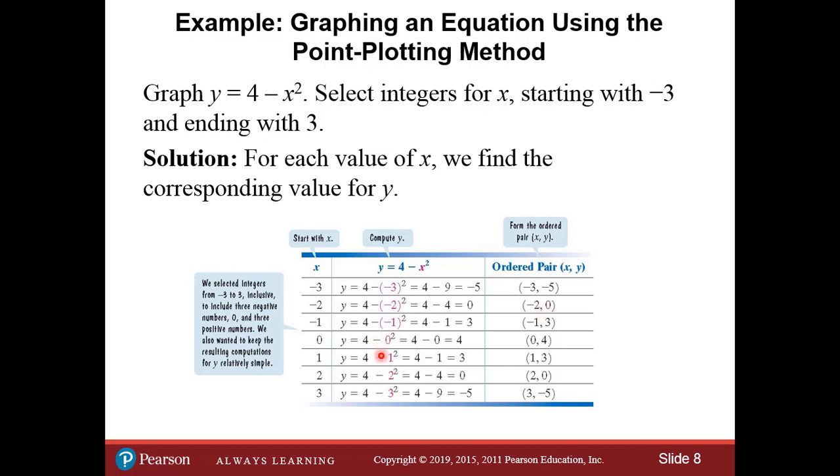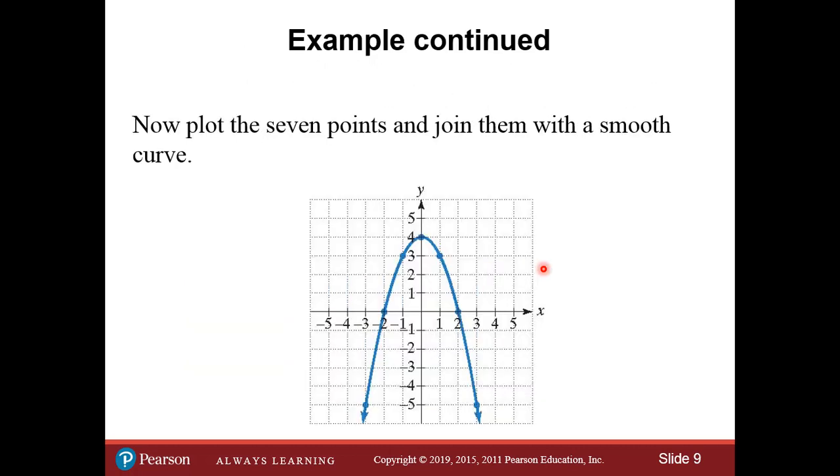We do this over and over again for different values of x, and we're going to get all these ordered pairs. When we plot these ordered pairs on the rectangular plane and then connect them with a smooth curve, we end up with the graph, or a sketch of the graph. And in this case, we end up with something that looks like this.